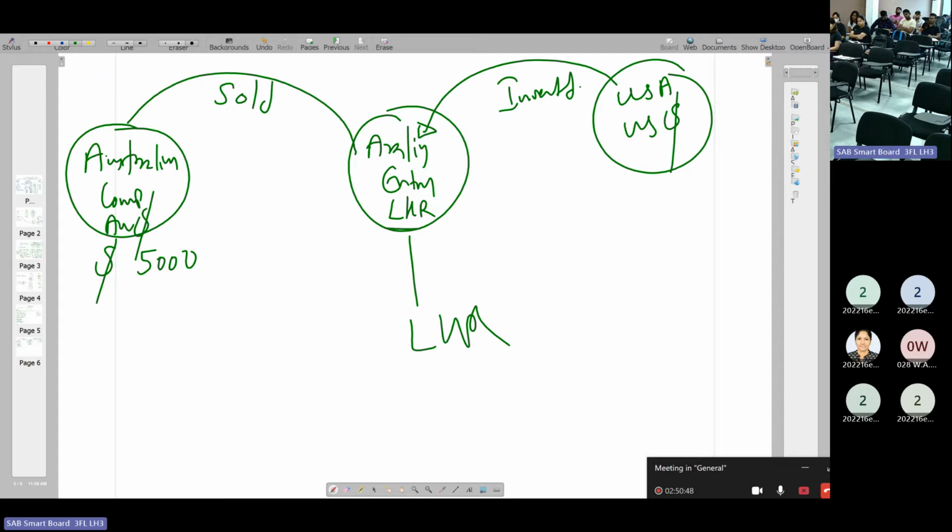Most of the time the functional currency and the presentation currency are the same. But there are instances where this type of request comes, when the USA investor asks us to convert our financial statements. That is the presentation currency. Correct? Now, did you understand presentation currency and functional currency? Okay?